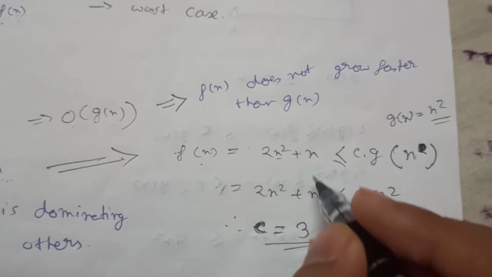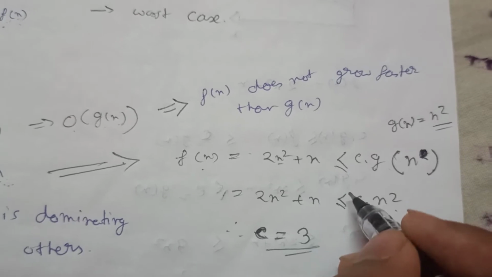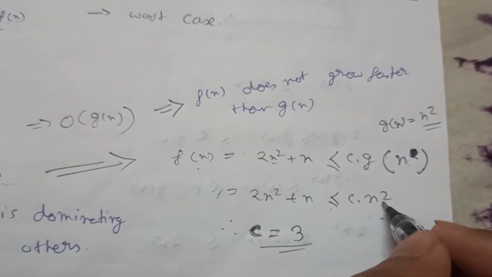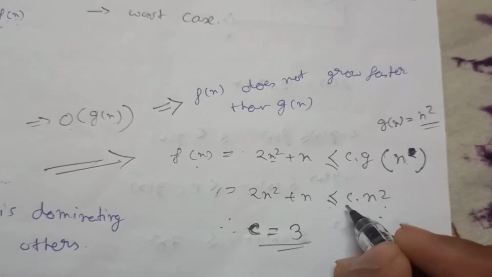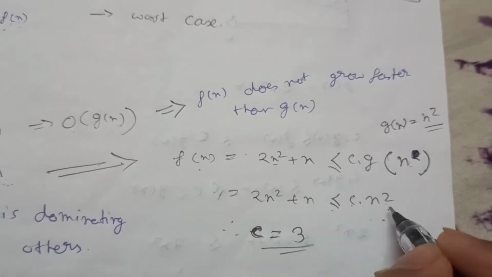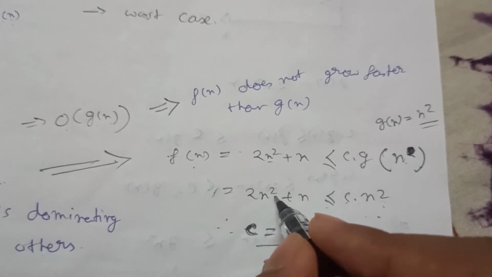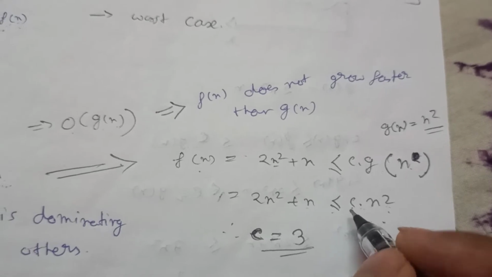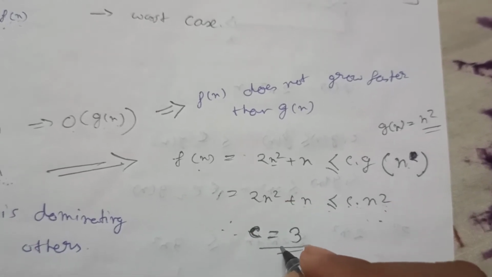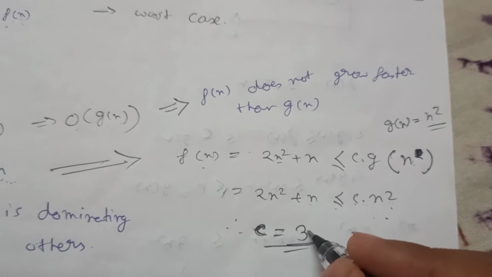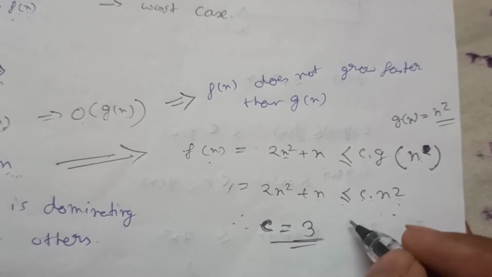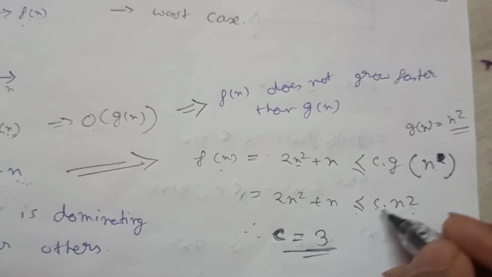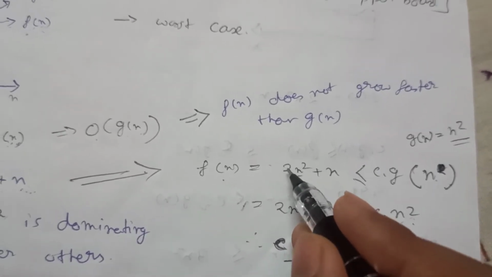So 2n square plus n, that is f of n, will always be less than or equal to c into g of n. Since g of n is n square, it will be less than or equal to c n square. For what value of c will this hold? It is already 2n square plus something extra, so the value of c must be greater than 2. So it is 3. It can also be 5, 6, 7, 8, anything, or this n square can also be n to the power 5, n to the power 9, anything like that. These are also greater than f of n.